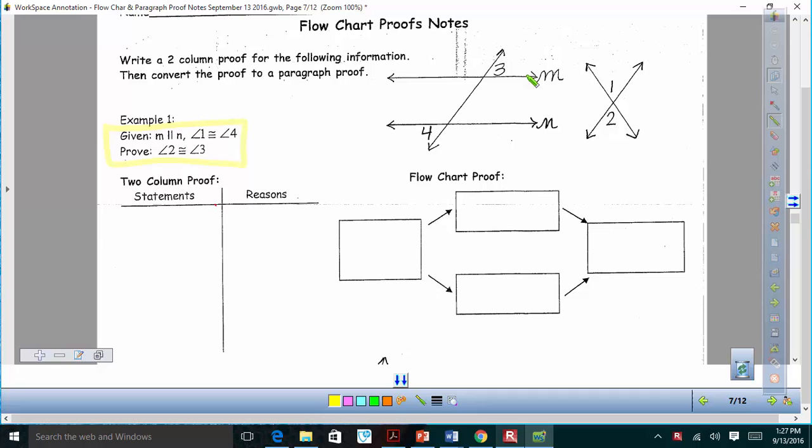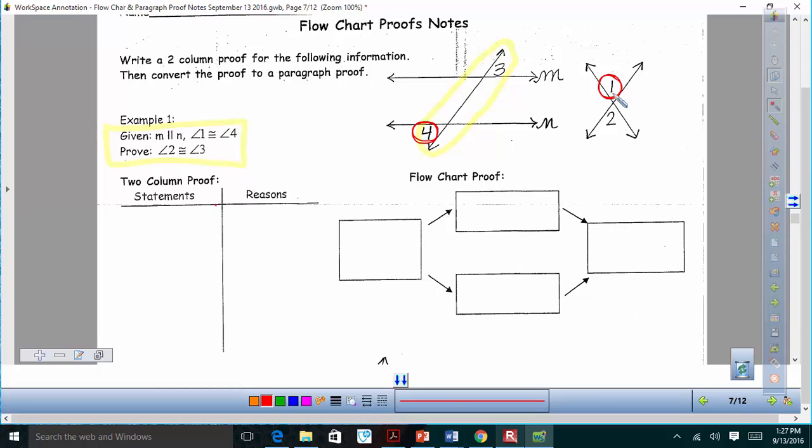So if I'm looking at this figure with M and N, which one is the transversal? Okay, the line with 3 and 4 on it. So I'm going to go ahead and circle that, because remember, we can only work along transversals, and that's something you want to remember every time we do a proof. Now, it tells me 1 and 4 are congruent. So in this figure, or these figures, I'm going to circle the angles we're talking about. So 1 and 4.